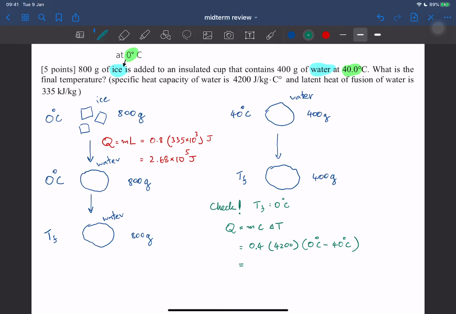So let's calculate this and then see what's the number here. So you see that actually you're going to get minus 6.72 times 10 to the 4 joules. Okay. This is what we have. So what happened here?